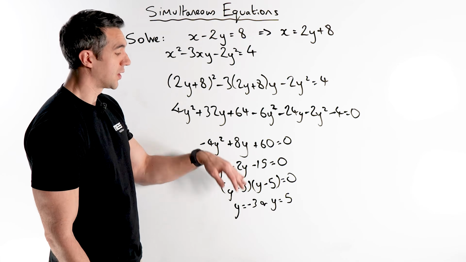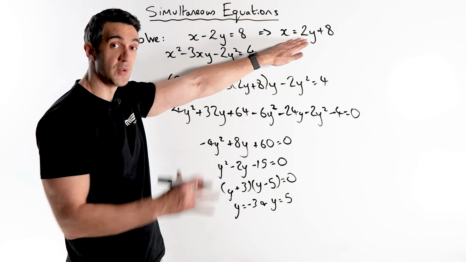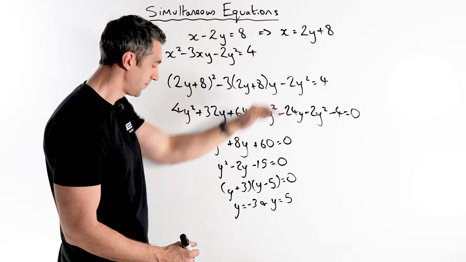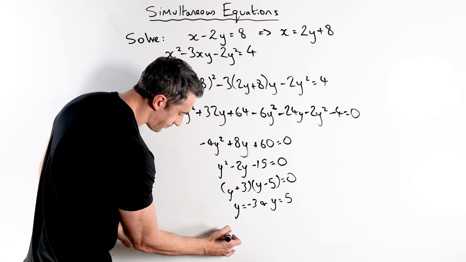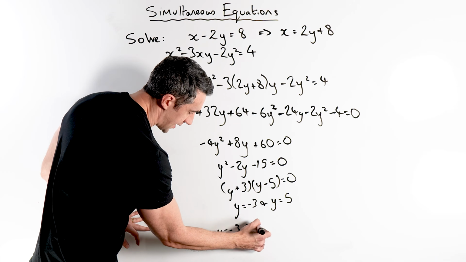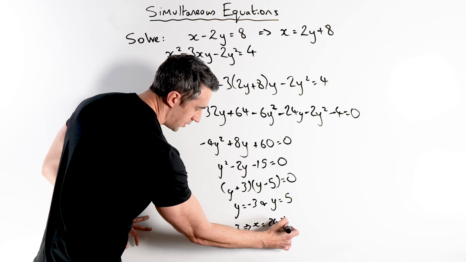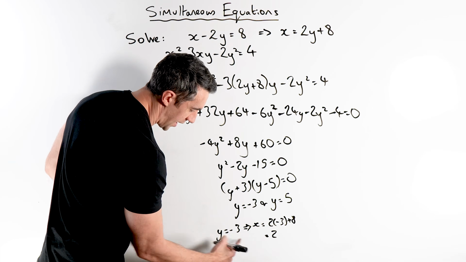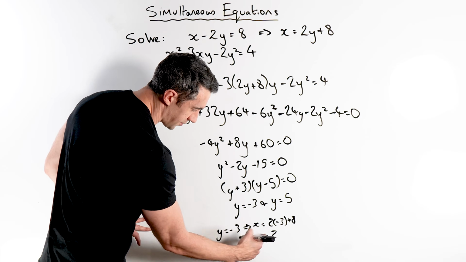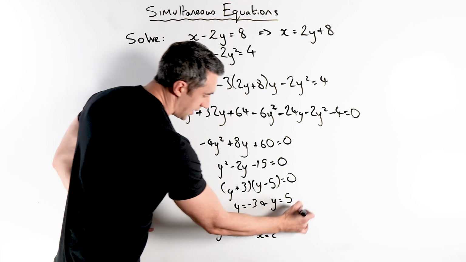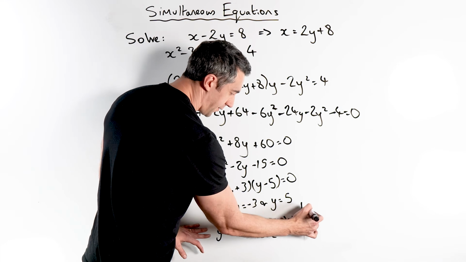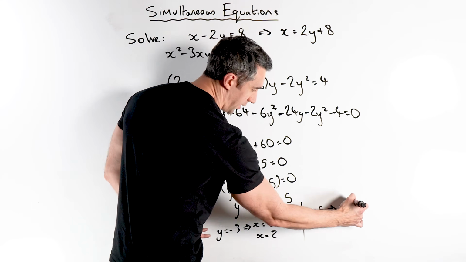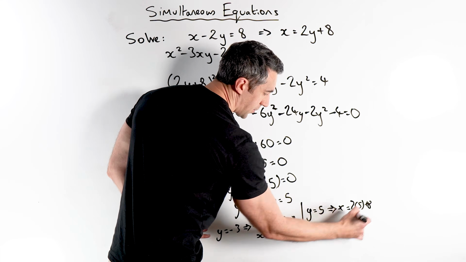Once we have those, we can go back and find our x values, remembering to use our rearranged equation. So we've already rearranged it. We know x is equal to 2y plus 8. So for y equals minus 3, I have x equals 2 times minus 3 plus 8. So minus 6 plus 8 gets me 2. So I have one pair of values, which is y equals minus 3 and x equals 2. Go and find my other one. So when y is 5, we know x is going to be equal to 2 times 5 plus 8, which is going to get us x equals 18.